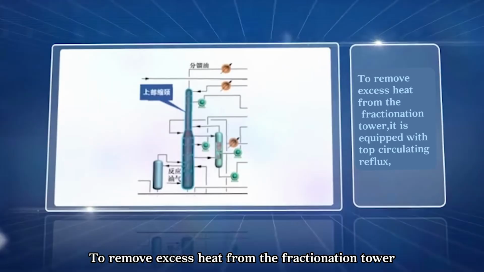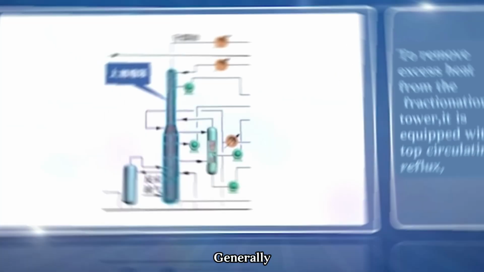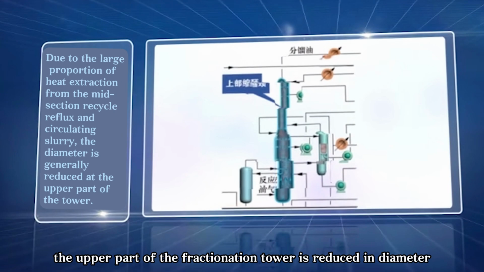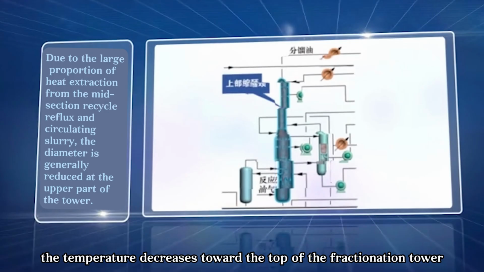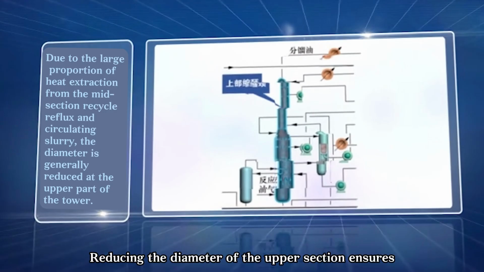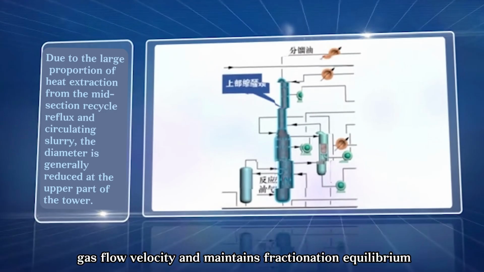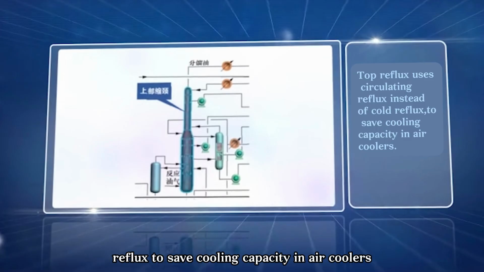To remove excess heat from the fractionation tower, it is equipped with top circulating reflux, 1 or 2 intermediate refluxes, and bottom slurry circulating reflux. Generally, the upper part of the fractionation tower is reduced in diameter. As we know, the temperature decreases toward the top of the fractionation tower, and the gas flow velocity also decreases. Reducing the diameter of the upper section ensures gas flow velocity and maintains fractionation equilibrium. Top reflux uses circulating reflux instead of cold reflux to save cooling capacity in air coolers.